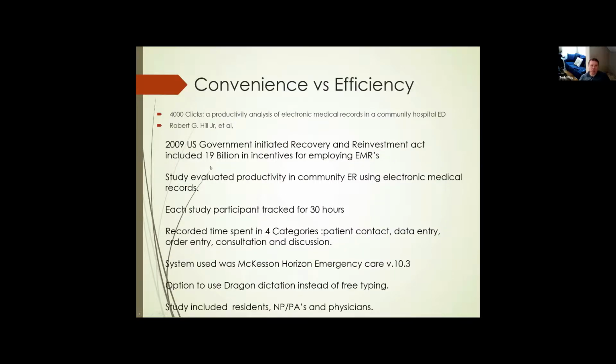One of the studies that was done as they were implementing EMRs in the US in the last decade is Robert Gilla and his group looked at study participants in a community emerge. They tracked each participant for 30 hours. They recorded the time spent in a bunch of different categories. And they used a dictation software instead of free typing.